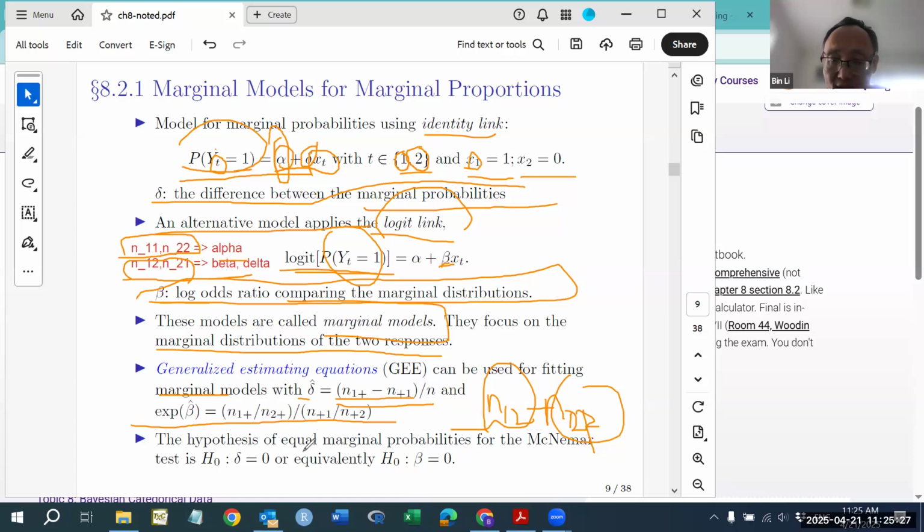So the hypothesis of equal marginal probability for the McNemar test is just testing delta equals 0 for the identity link, or beta equals 0 for the logit link. So that gives you a connection between the modeling approach and the testing approach that we talked about in section 8.1, okay? So instead of doing the McNemar test, we can also use these marginal models to do the test.